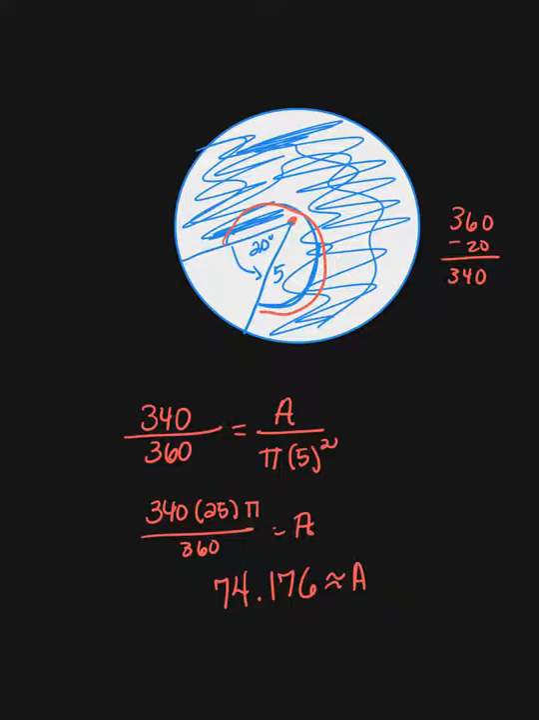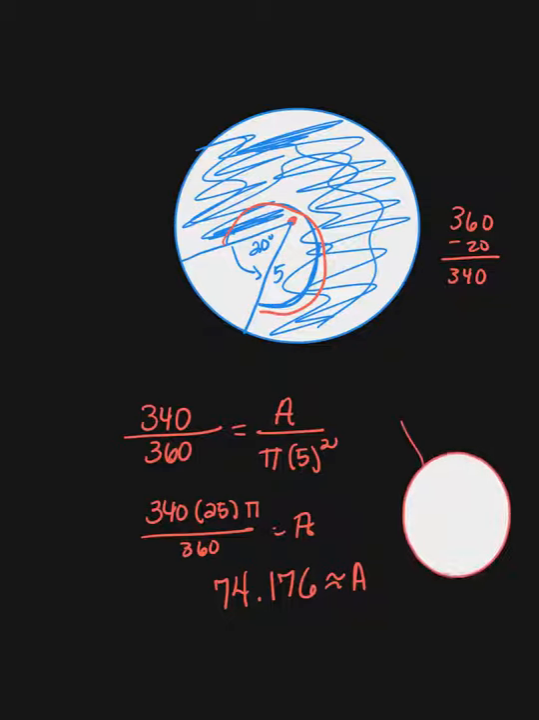I mentioned segments because I was going to show you what a segment of a circle is. A segment of a circle is bound by a chord and an arc, but we're not going to worry with those this time.